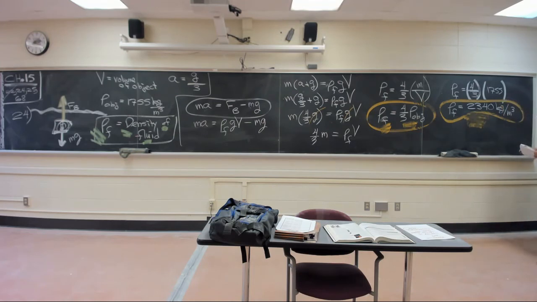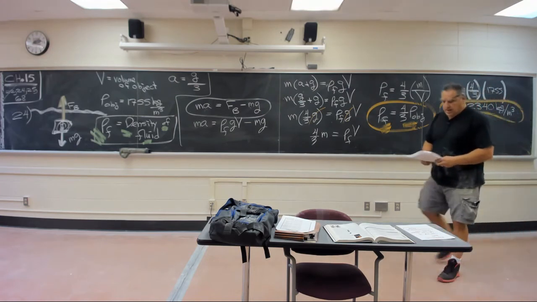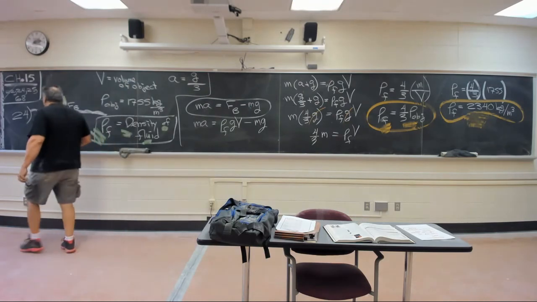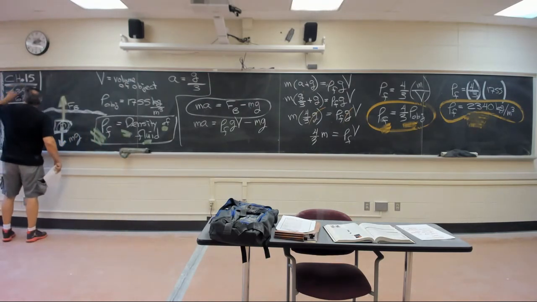That's 2,340 kilograms per cubic meter. We said it had to be more. It had to be more dense for that to work out, you guys. So that's 22, 24. Let's go to 25.